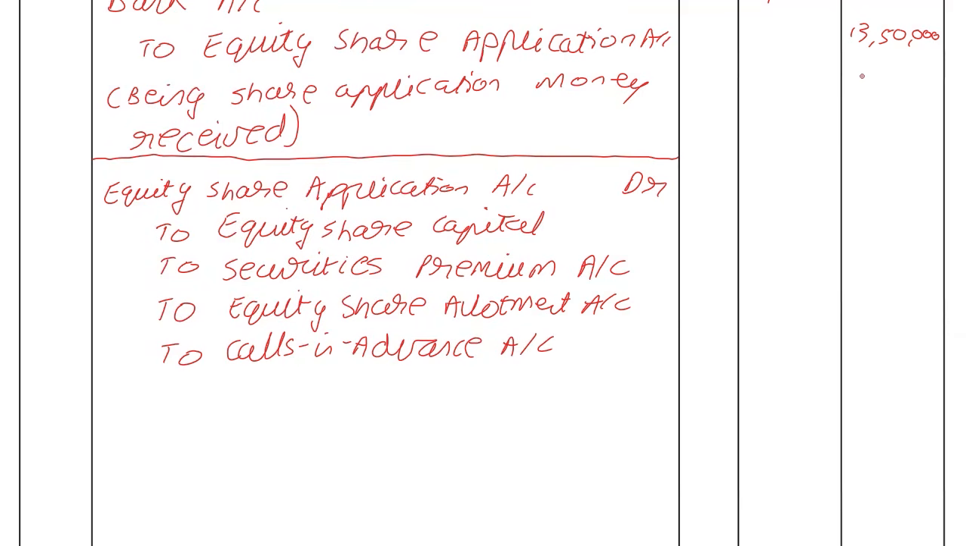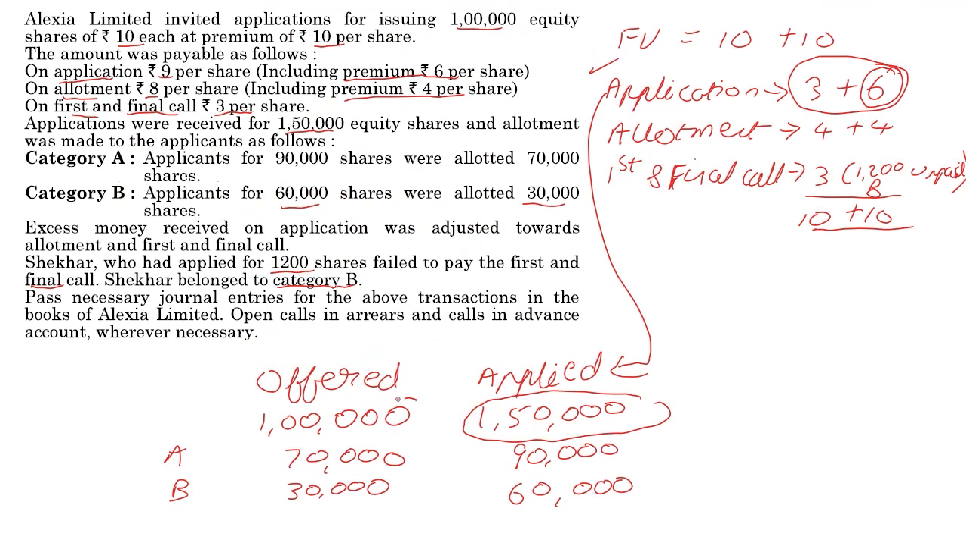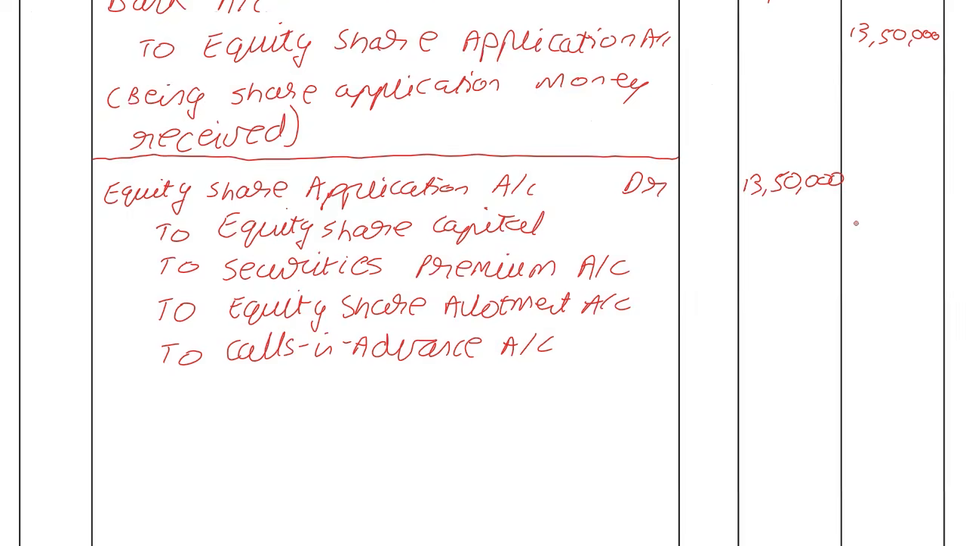Now I start filling up the numbers. First of all, the 13,50,000 we credited in the previous entry, that we debit by default. I'm going to pick the low hanging fruit, what is easy to do first. How many shares did I offer? 1 lakh. At the time of application, it was 3 and 6. So 1 lakh into 3 is 3 lakhs, and 1 lakh into 6 is 6 lakhs.